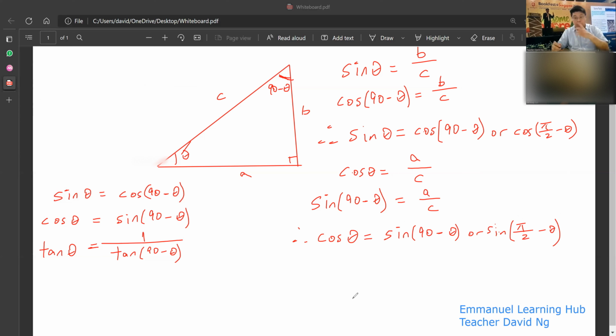Okay, radian, degree. Understand? Okay, tangent theta. Tangent theta is what? Tangent theta is opposite over adjacent. Okay? B over A. But if I tangent this one, sorry, 90 minus theta. Okay, I tangent this angle is opposite over adjacent, right? You can see the relationship now?